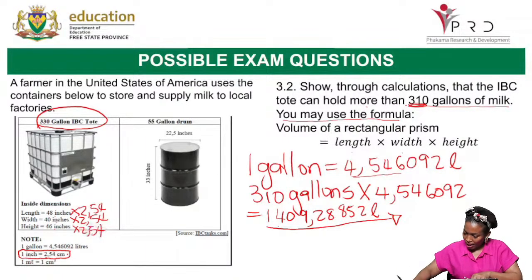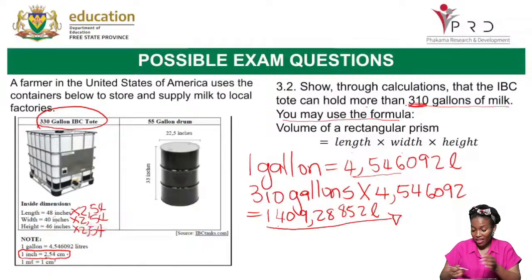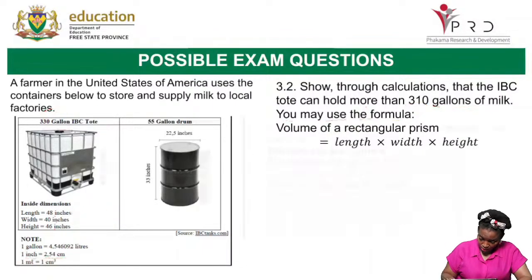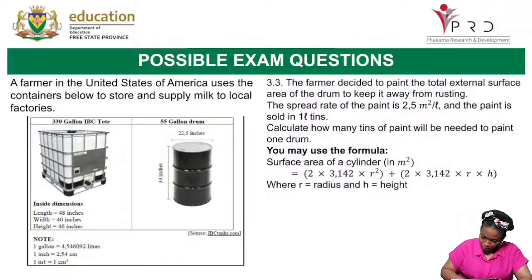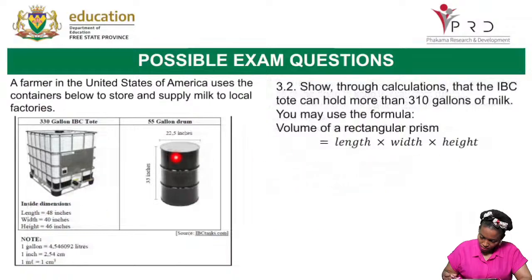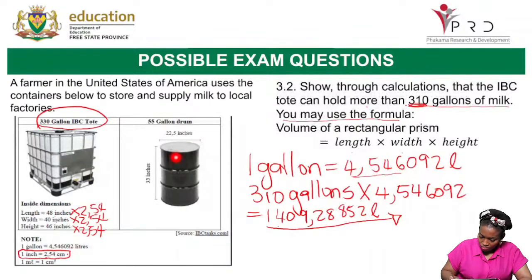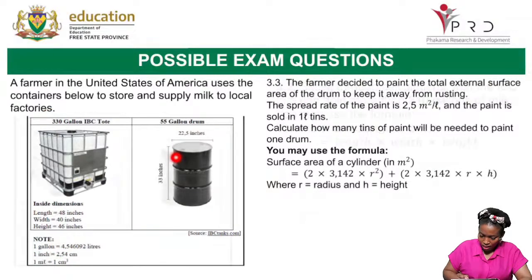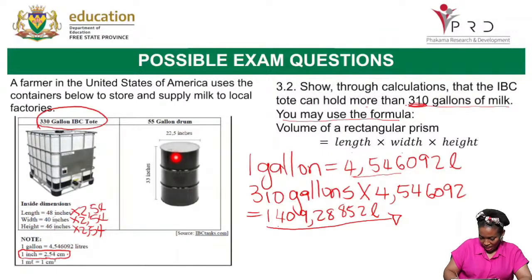I want to write down the volume that they say it can hold more than. The volume, we said, is 1,409.28852 liters, so that I can use it in the next slide, because now we no longer have enough space here. Apologies for this. We said that it must be more than 310 gallons. I don't think we'll have enough space here, but it's fine. Let's try and work with what we have here.